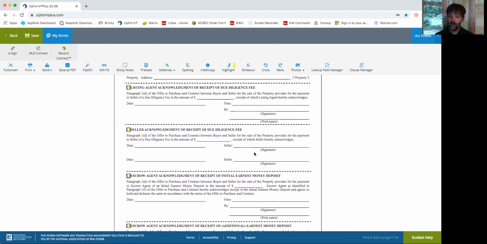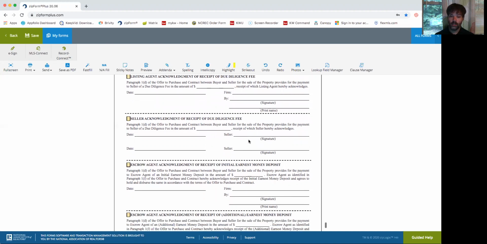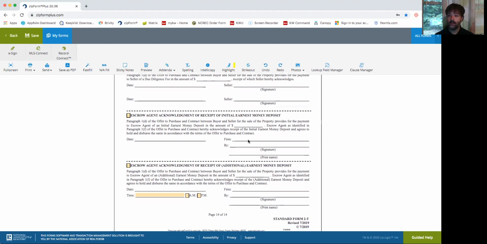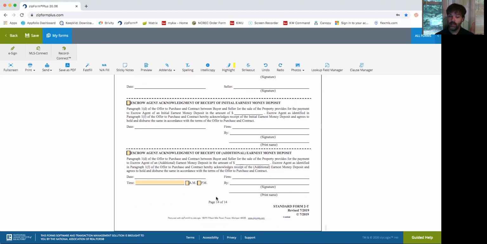So once the seller has signed saying they received it, we acknowledge that that has happened and we are good to go. The escrow agent would also acknowledge the earnest money here, the initial earnest money deposit. If you should need to do additional earnest money per the contract, you would also come back and get that signed by them here at the time it was due.